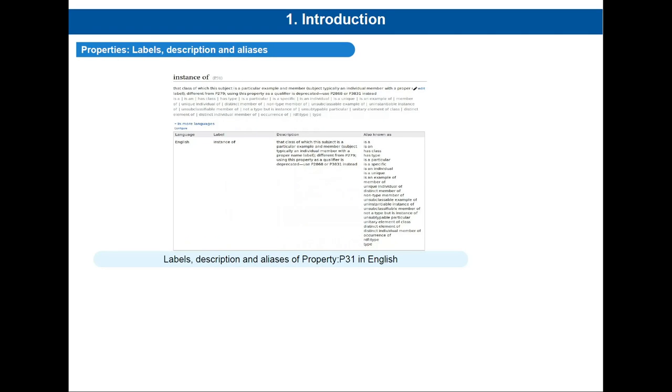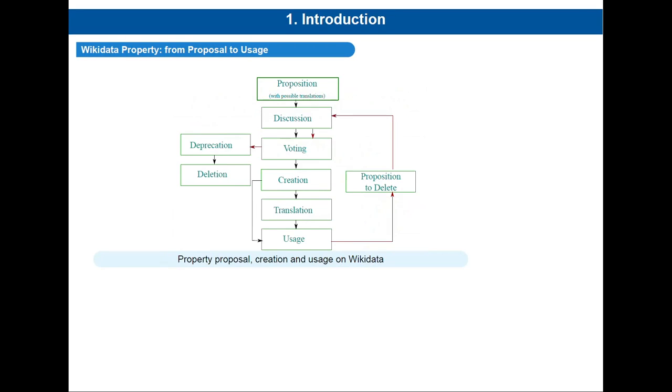For example, take instance of. Everybody knows instance of, you have been using it quite a lot. This is P31. You see the number of aliases in English for the property P31, instance of. And then you would find that this type of property is created after discussion with the community.